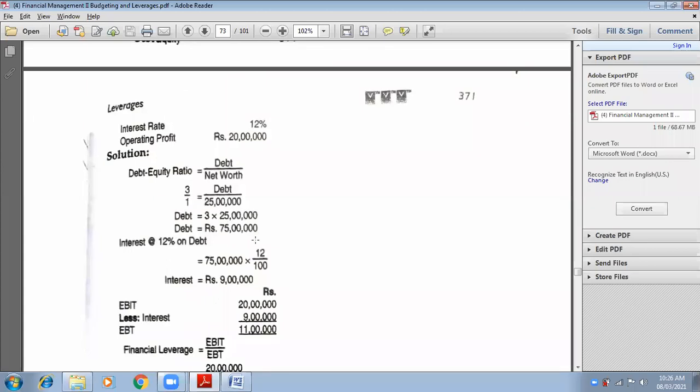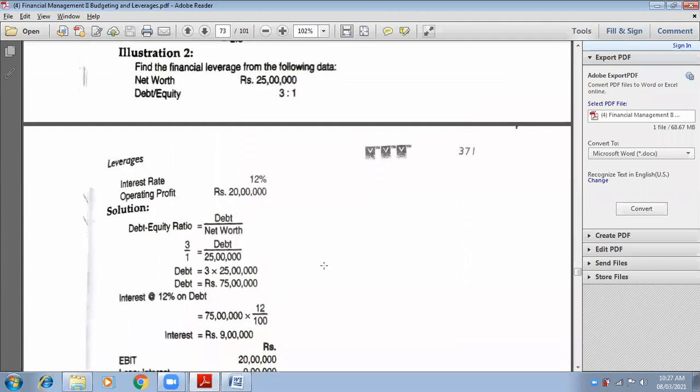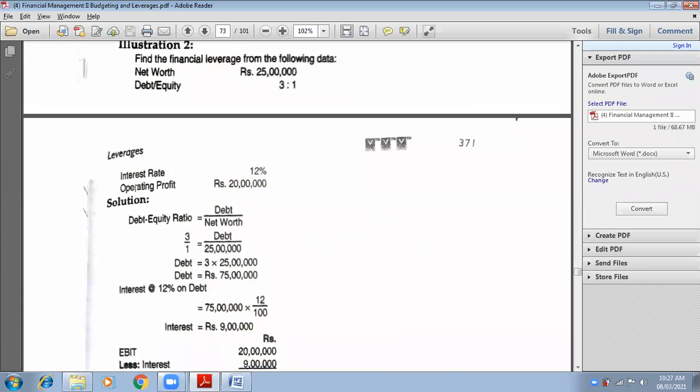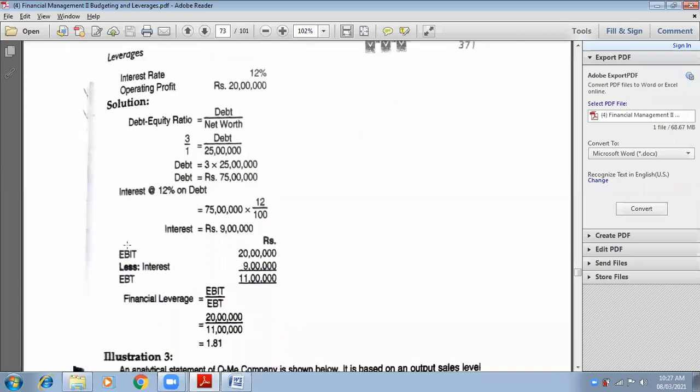This has to be done for calculation of interest. And why we need to calculate interest? Because we need EBT. How should we calculate EBT? By deducting interest from EBIT. EBIT is given in the question? Yes, EBIT is given in the question. Operating profit is nothing but EBIT only. So EBIT is 20 lakhs. Just now we calculated interest 9 lakhs. So 20 lakhs minus 9 lakhs, you will get EBT, that is 11 lakhs.